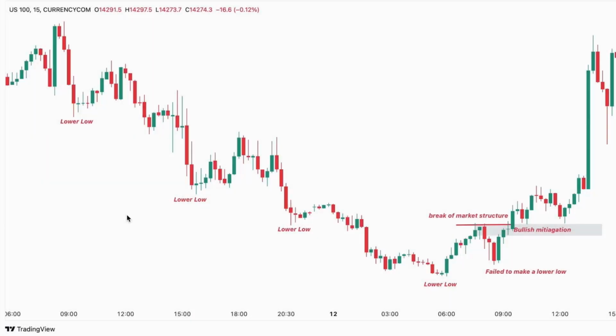In this example, we are using the 15-minute Nasdaq chart. Price was bearish, making lower lows each time until reaching this last swing low. Price failed this time to make another lower low and turned bullish. Price returned to the bullish mitigation block before continuing higher.